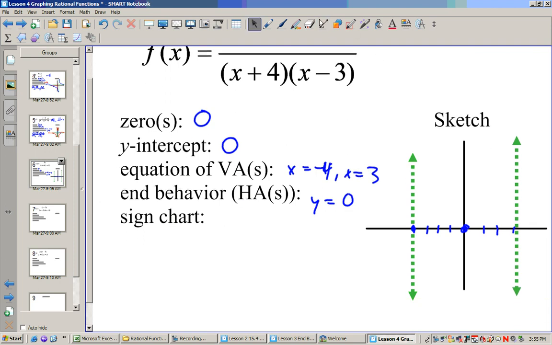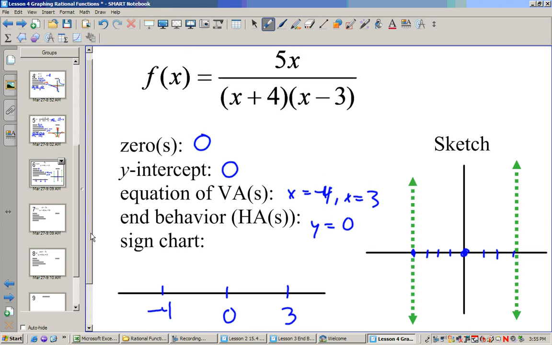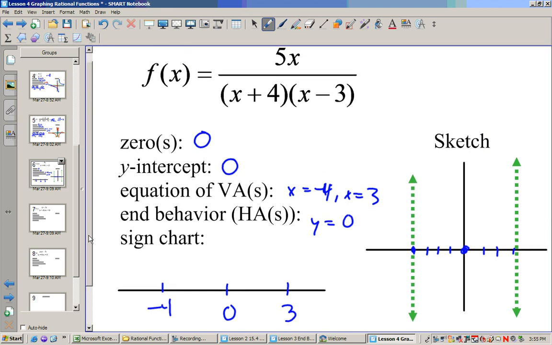Now we have a sign chart, which looks like so. Negative 4, we have 3, we have a 0 at 0, and now we need to see what else is in this function. Now from the graph it doesn't really show us where it could go. It can go in many different directions. I forgot to put my end behavior on here at 0. Let's move that up a little bit.